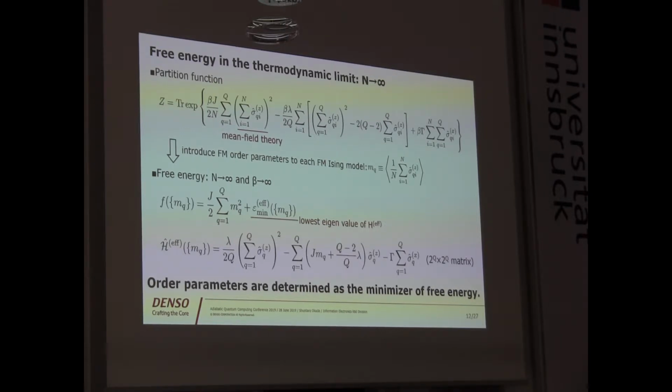This is the partition function of the ferromagnetic Potts model, and we can apply the mean field theory to the first term, which is the sum of the Hamiltonians of ferromagnetic Ising models. By introducing ferromagnetic order parameters to each ferromagnetic Ising model, we obtain the free energy as shown below, where epsilon is the lowest eigenvalue of the effective Hamiltonian. We can numerically calculate the lowest eigenvalue of the effective Hamiltonian for small q, and the ferromagnetic order parameters are determined as the minimizer of the free energy.